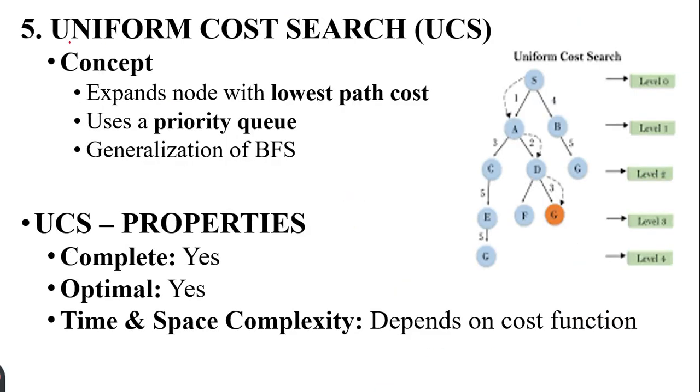Next, we have to see uniform cost search. Here, we are going to look at the low cost path. If we have left and right branches with costs, one is here and four is here. This is the lowest value, so I am going to this A. Next, it uses a priority queue, a generalization of BFS. With its help, I can find the goal with the minimum cost. Uniform cost search properties: complete yes, optimal yes, and time complexity depends upon the cost function.